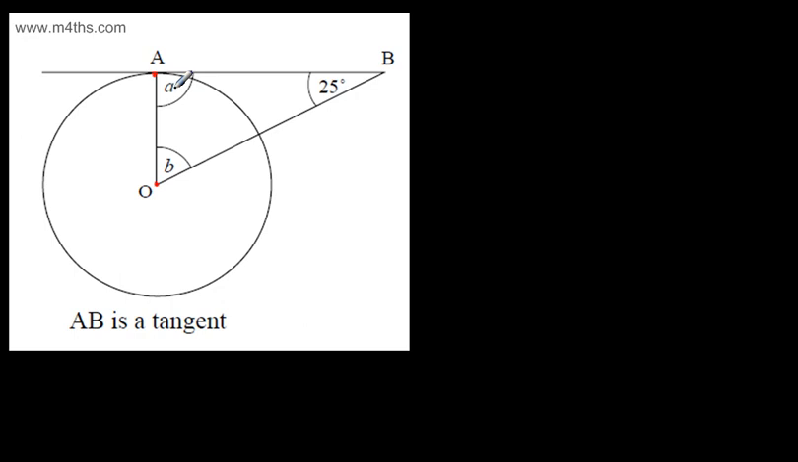So that tells me that A is going to be 90. I've now got 90 and 25, which gives me 115. Therefore, B must be 65, as the angles in a triangle sum to 180 degrees.